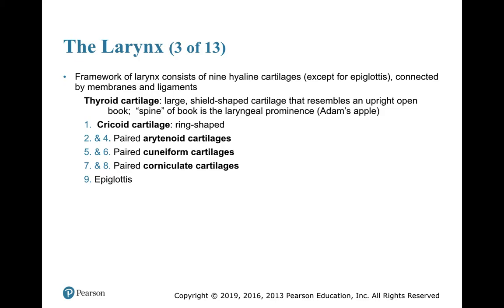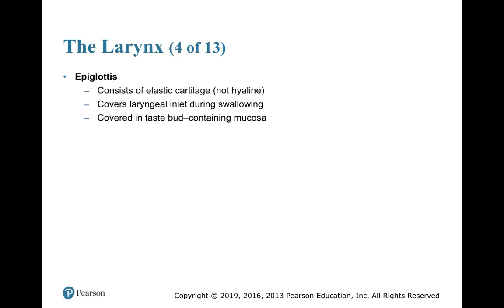There are cricoid cartilages that are ring-shaped. 2 and 4 are arytenoid cartilages. 5 and 6 are cuneiform cartilages. And 7 and 8 are corniculate cartilages, followed by the epiglottis. That epiglottis is elastic cartilage, as opposed to hyaline as the others are. It covers the laryngeal inlet during swallowing, and it's covered with taste buds that contain a mucosa.